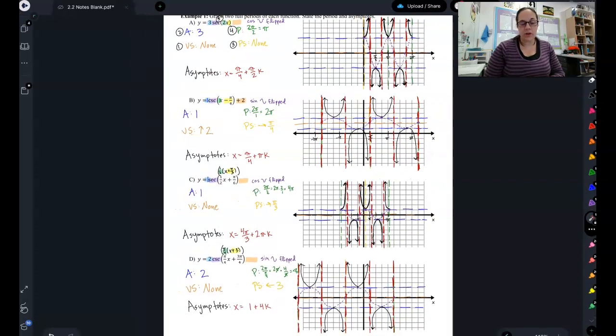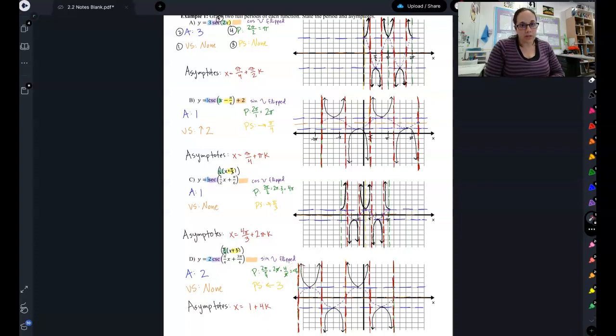Now, before I end this video, one last pattern I want you to notice is the number next to k for each of our asymptotes. You might have already noticed that the number next to k is always half of the period. So this is pi, but the period was 2 pi. This one's 2 pi because the period was 4 pi. This one is 4 and the period was 8.